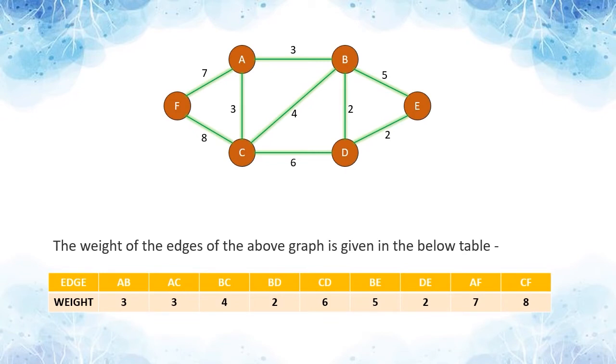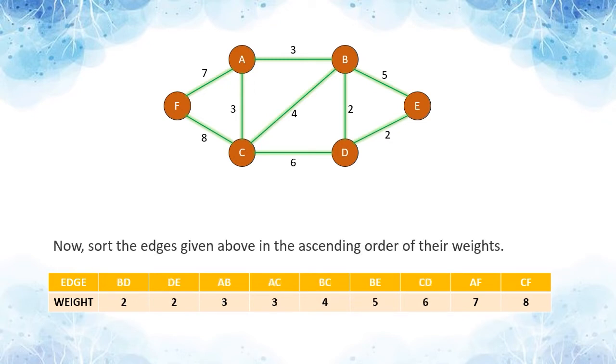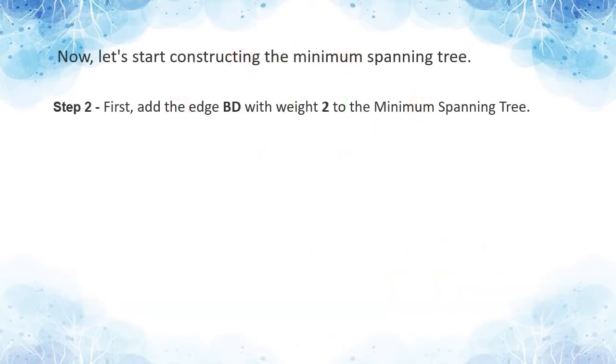Now the next step is to note down the weights of the edges and arrange them all in increasing order according to the edge weight. This is the order in which we are going to add the edges to the minimum spanning tree. Now let's start the construction of the minimum spanning tree. Firstly, I will add the edge BD, which has the least edge weight of 2, to the minimum spanning tree.